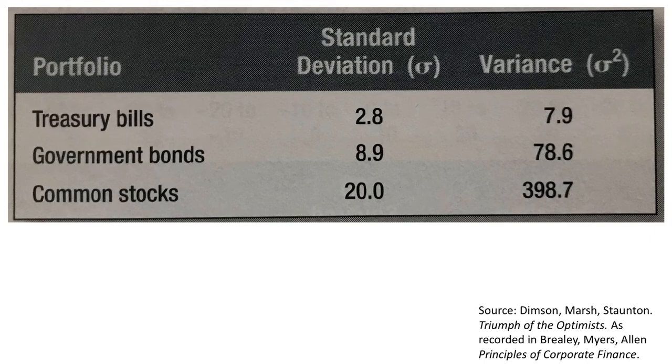How do we interpret a standard deviation for the common stocks, the US stock market, of 20%? Well, let's think of it this way. If I asked you, what's the expected return for common stocks next year? What would you say?